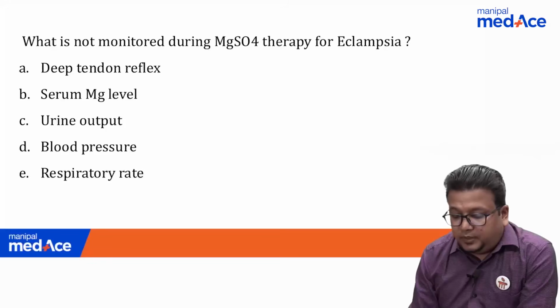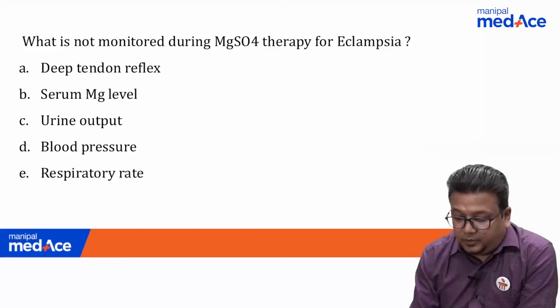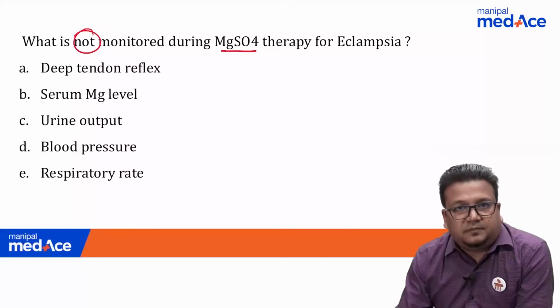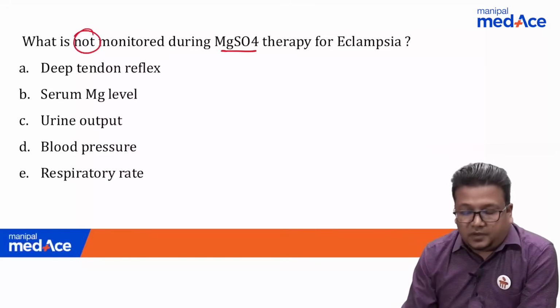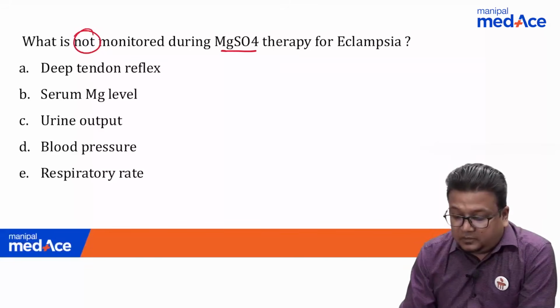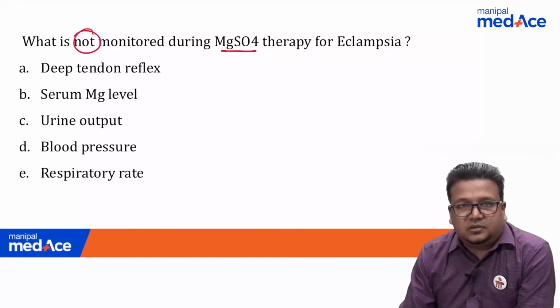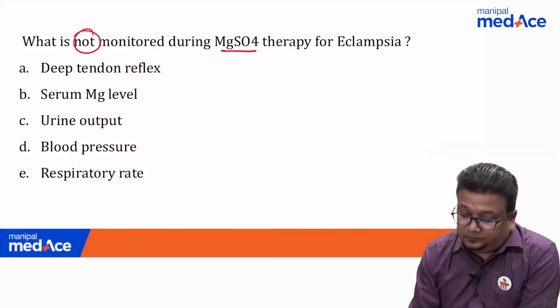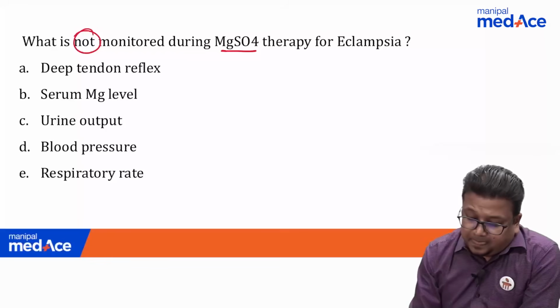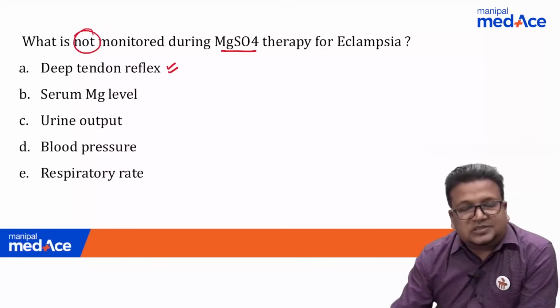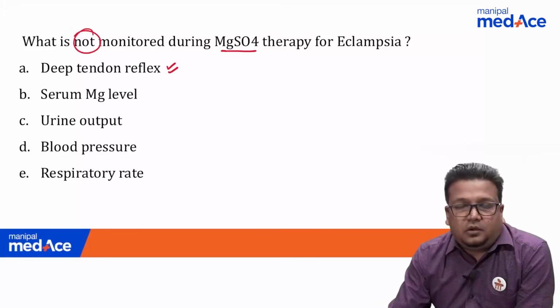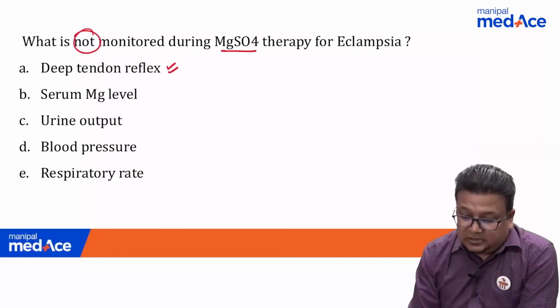What is not monitored during magnesium sulfate therapy? What is not monitored during magnesium sulfate therapy for eclampsia? So magnesium sulfate, a drug for emergency, blocks calcium entry, causes relaxation of smooth muscles, whether used in eclampsia or sometimes in bronchial asthma. So the toxicity is indicated by loss of deep tendon reflex, so that will be monitored.